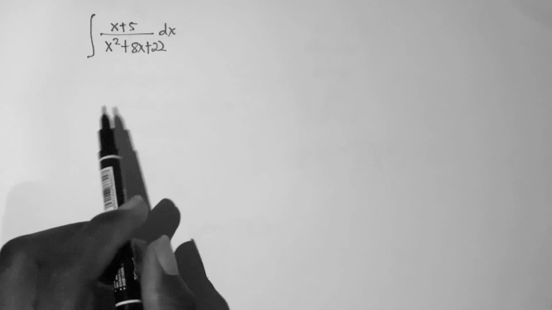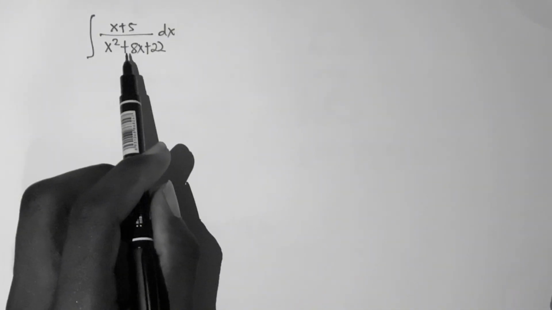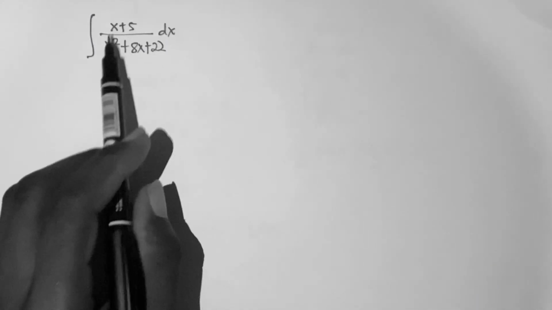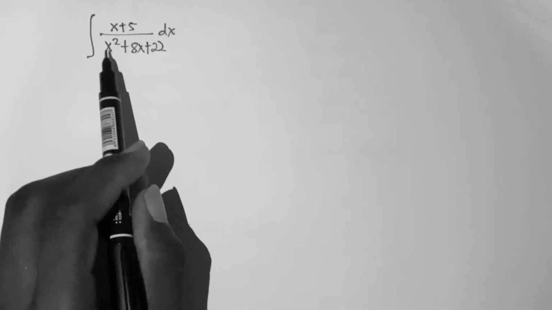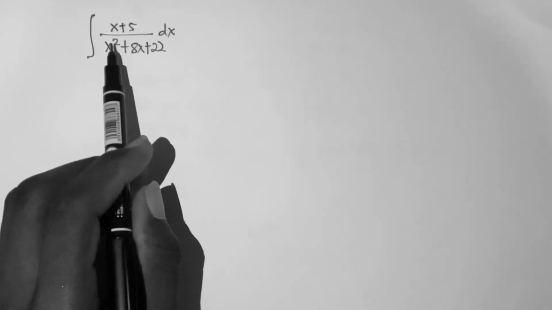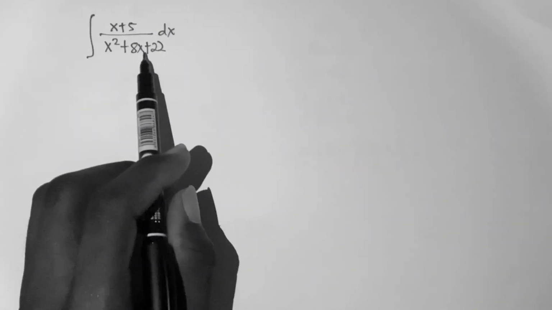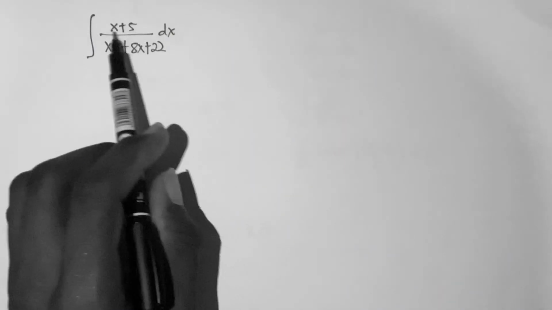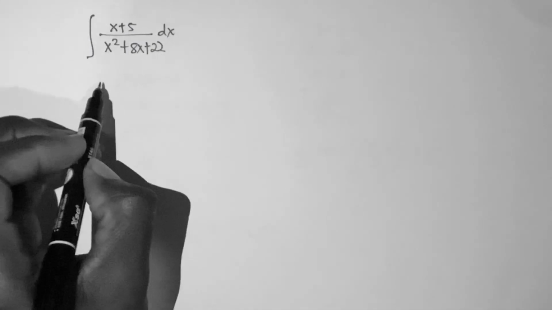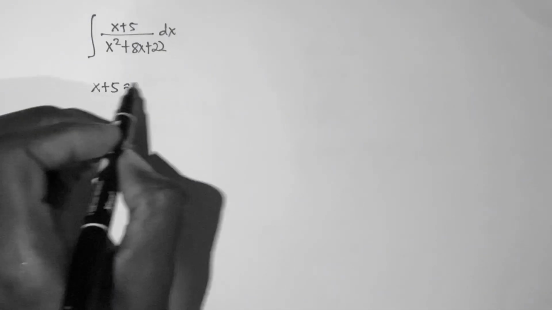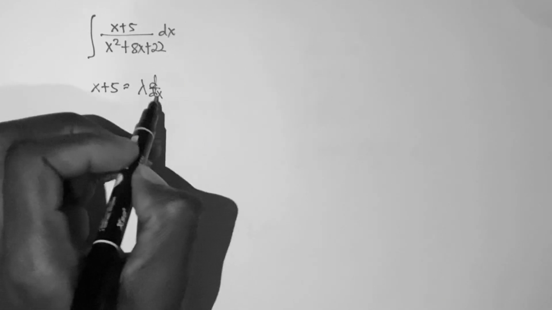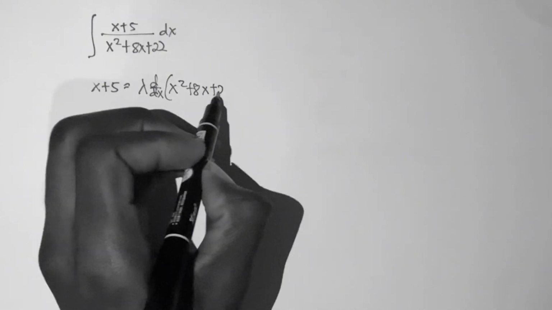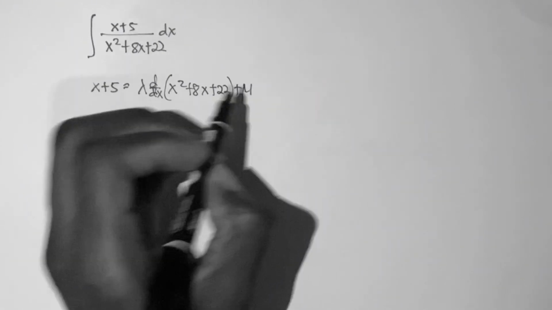Now let's solve this problem too, which is the integral of x plus 5 divided by x squared plus 8x plus 22 dx. If you look at this rational function carefully, you see that when you differentiate x squared, you get 2x. When you differentiate 8x, you get 8. But the numerator is x plus 5. So that means we need to find the appropriate constants. And we do that by saying that x plus 5 is equal to lambda times the derivative of the denominator, which is x squared plus 8x plus 22, and then plus another constant, mu.